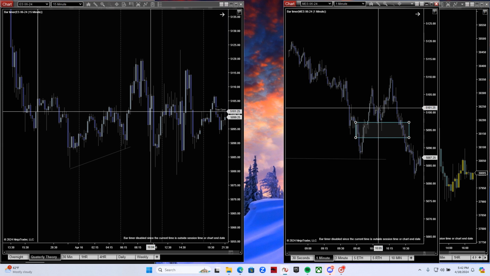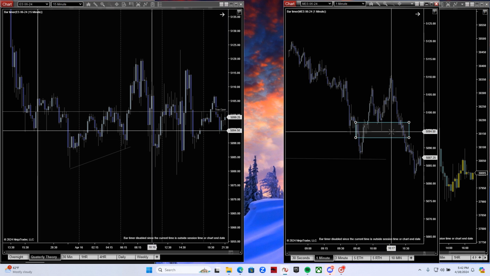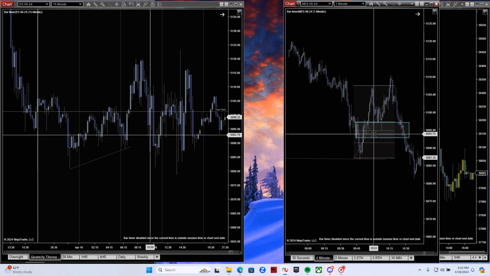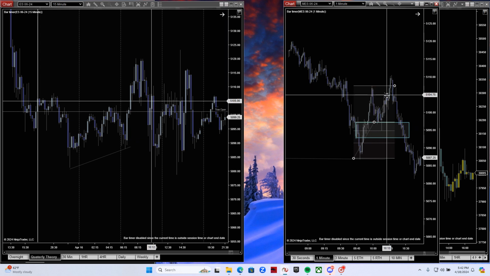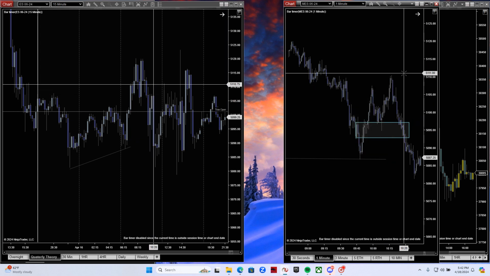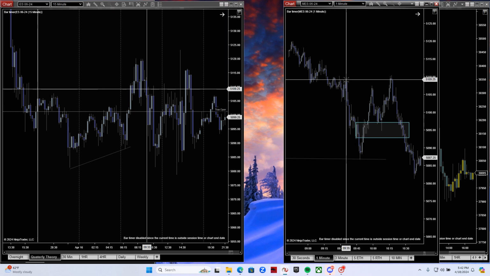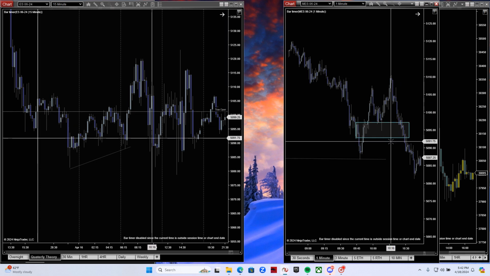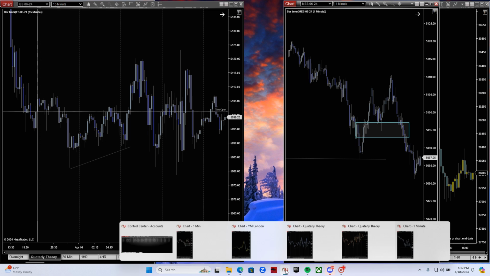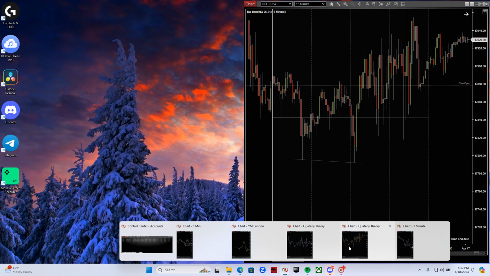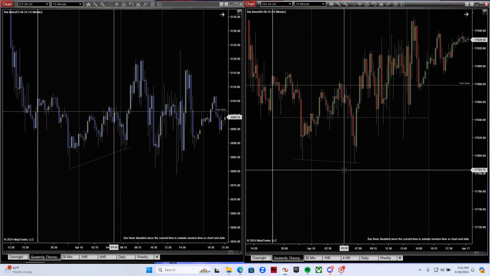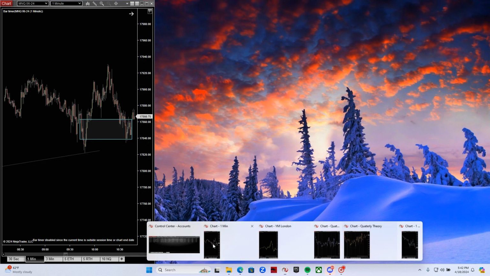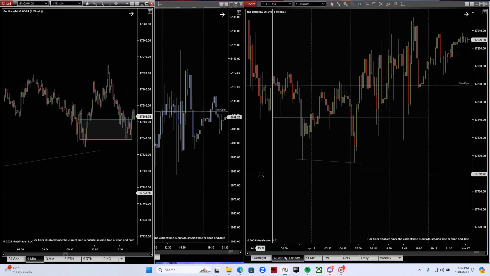I wound up entering long somewhere over here, but I should have waited for the top of the breaker block because I would have got better risk reward over there. But I ended up taking some contracts out when we wound up taking this high right here. And then I moved my stop to break even and got stopped out on the rest of them. But honestly, I should have just exited my position just because on NQ, let's see.